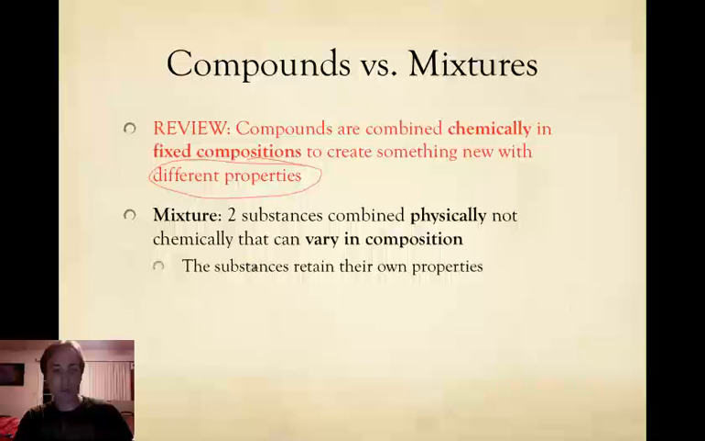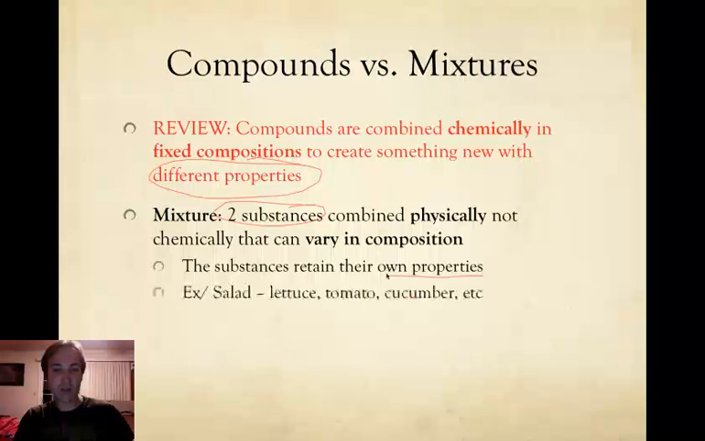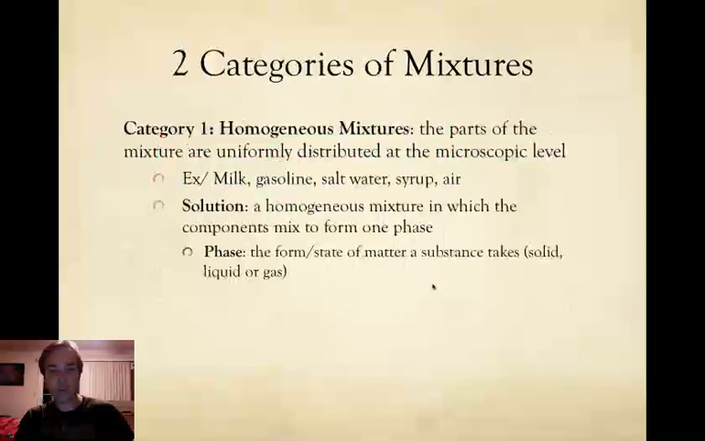Also, the substances that were used to make the mixture, meaning these two substances here, or if you've got a salad which is made up of lettuce, tomatoes, cucumbers, and maybe other things like peppers, multiple different substances, but they all retain their own properties. The lettuce still tastes like lettuce, the tomato still tastes like tomato, the bell pepper still tastes like bell pepper. Okay, they retain their properties. Compounds, on the other hand, were completely different. Mixtures, the pieces that are mixed together still retain their own properties. So salad, again, lettuce, tomato, cucumber, etc.